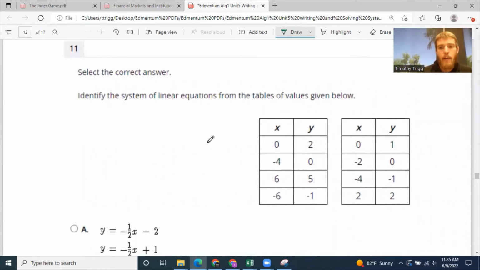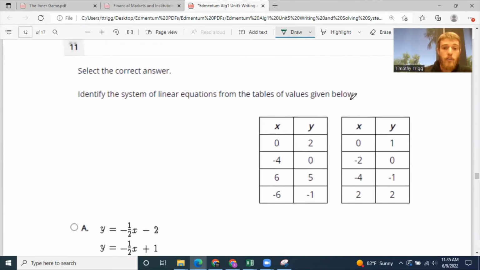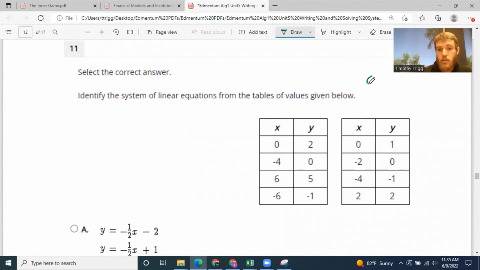All right. Identify the system of linear equations from the table of values given below. So remember, your y-intercept is always 0, comma something. So 0, comma b. That tells me that for this equation, your b is 2, because you can see here, 0, comma 2. So I know our equation will look something like this for this first xy table: y equals mx plus 2, because our b value is 2.